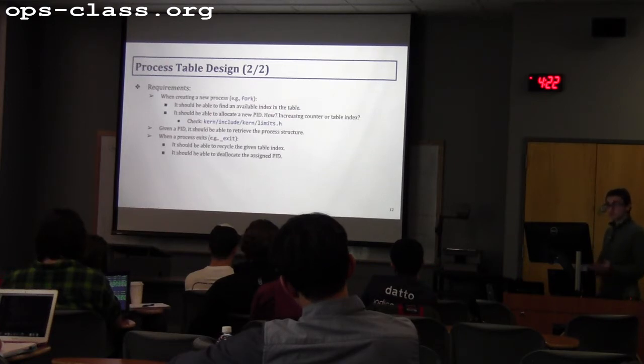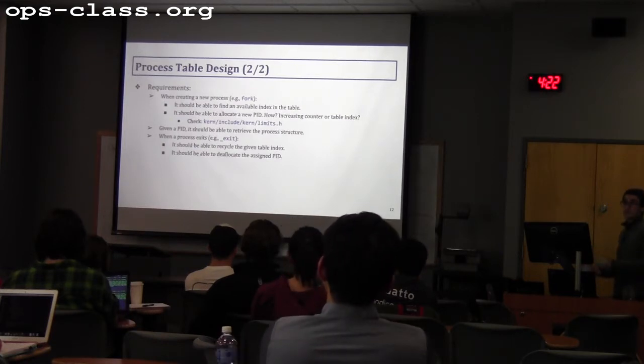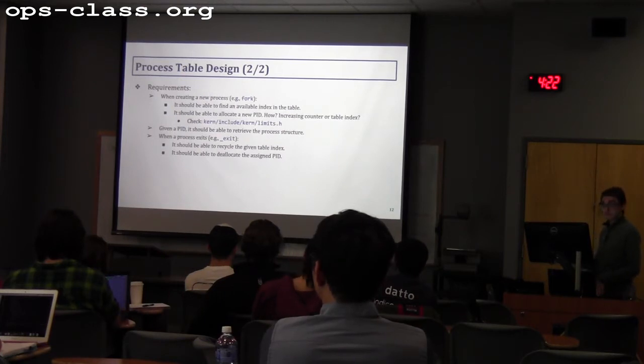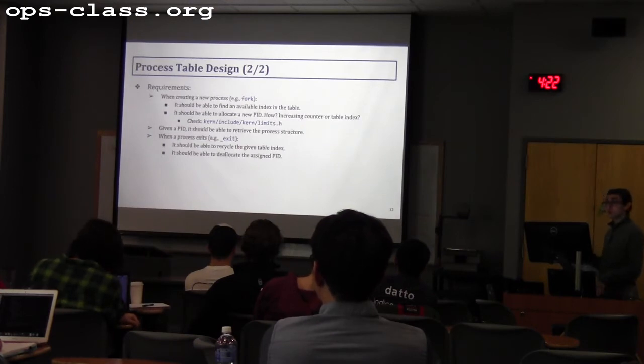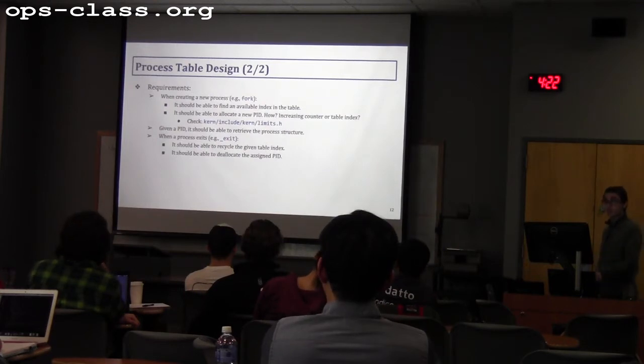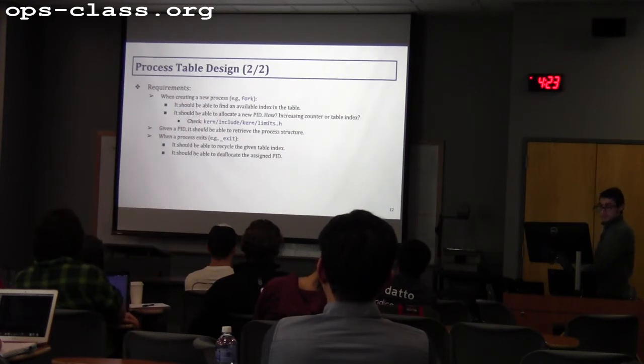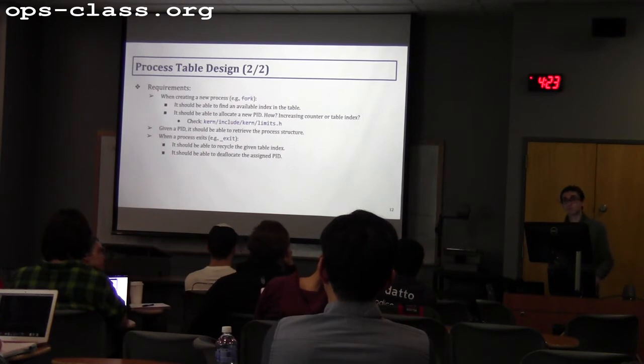And also you should be able to deallocate the assigned PID. So if you used the table index as the PID, then as you recycle that table index, you can then reuse the PID again. If you're not using the table index as the PID, then you just need to be able to deallocate that PID. So whenever, for example, I request the process structure for that PID, it should return that the PID is invalid. And this is what you need to handle when a process exits, or calls the syscall exit. Any questions on the process table?